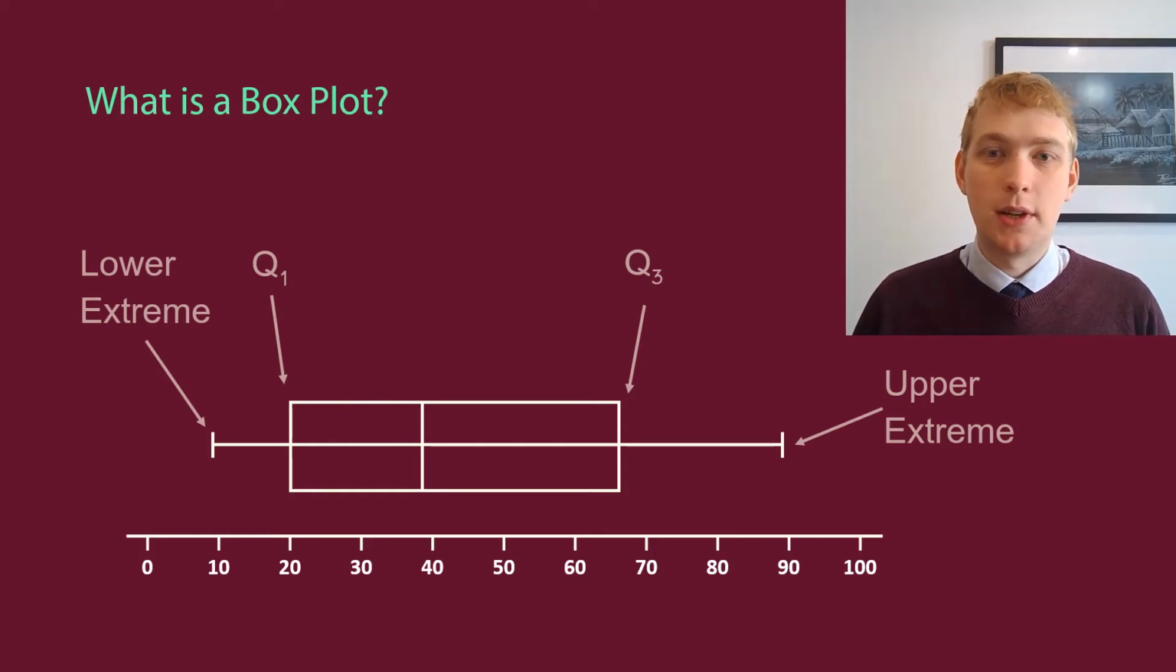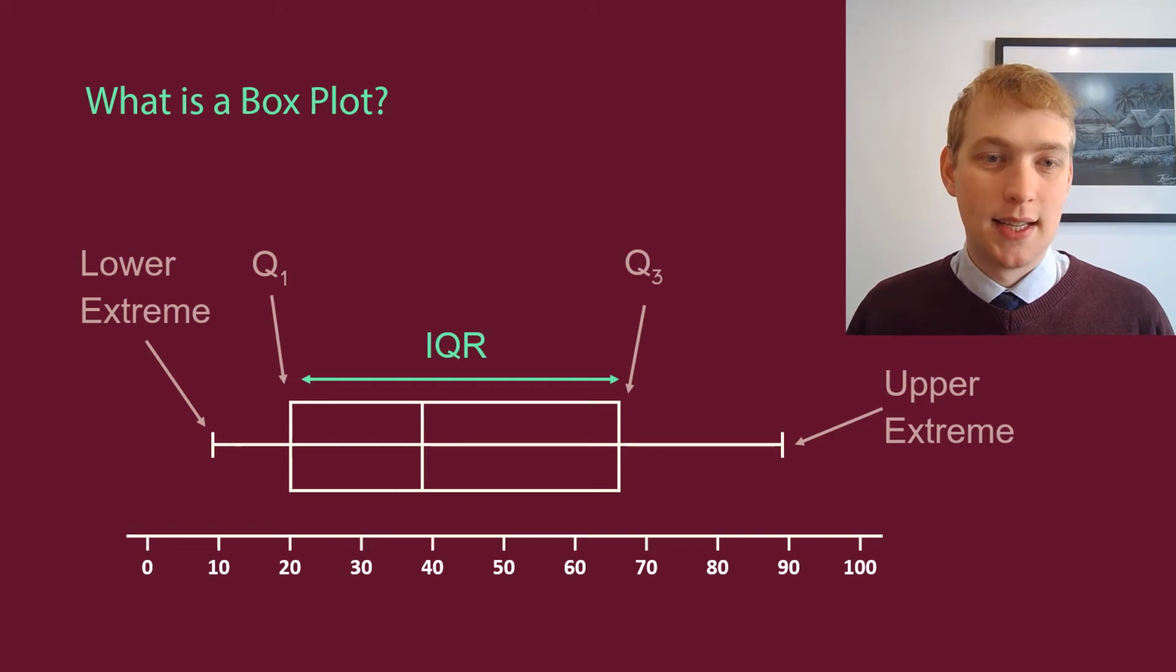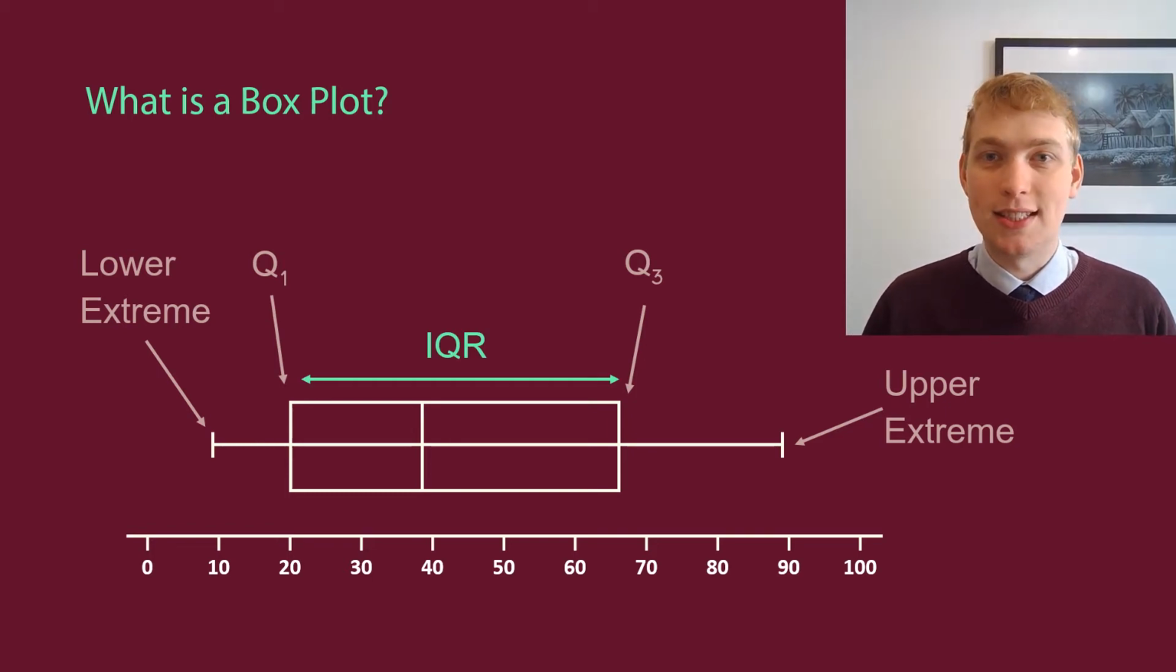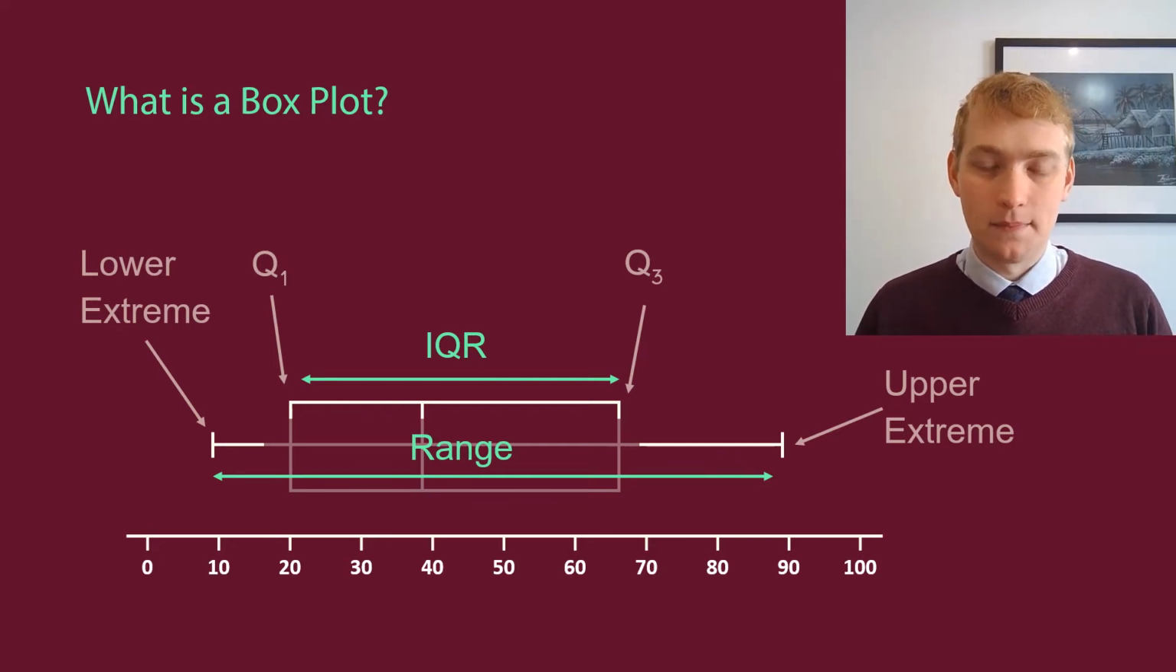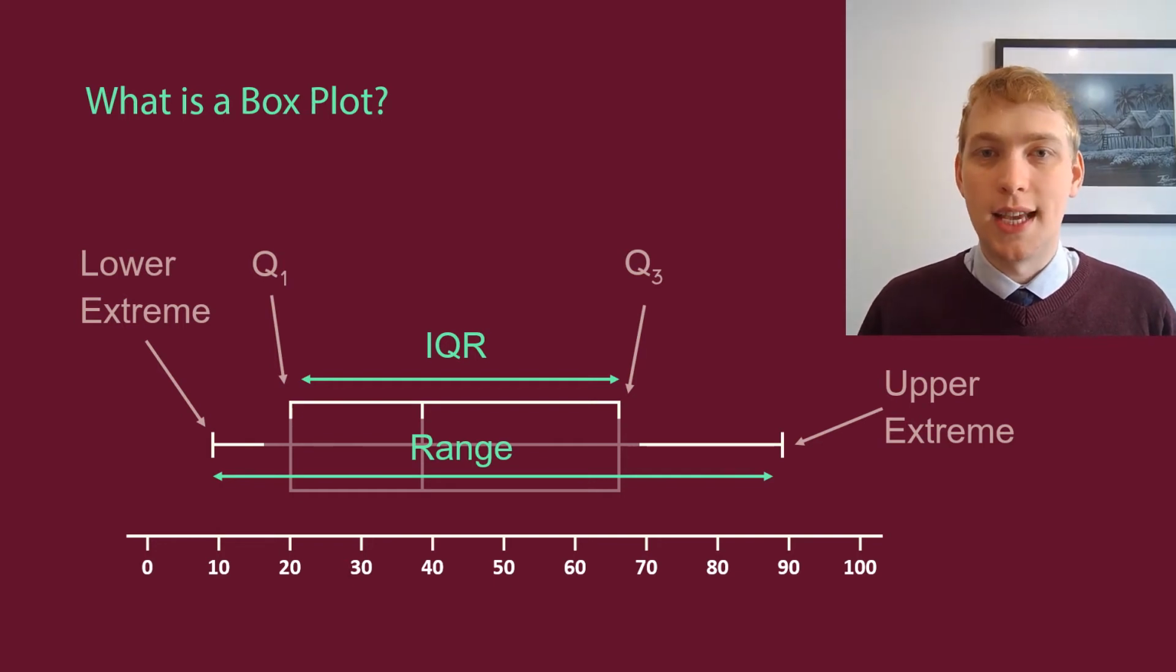Now in a box plot, we can use it very quickly to find the range and interquartile range. Because the interquartile range is just the difference of Q3 and Q1, whereas the range is the difference of the upper and lower extremes. So you can see it's very easy to find them this way of graphing it, whereas it would take a lot longer on a histogram or any of the other representations we've looked at previously.